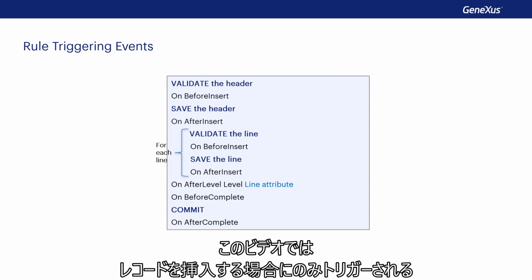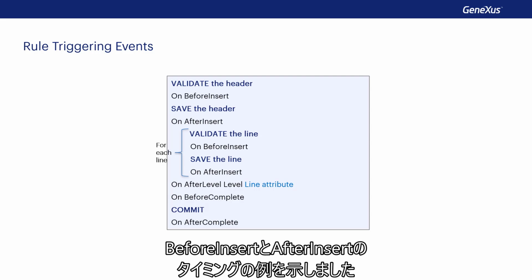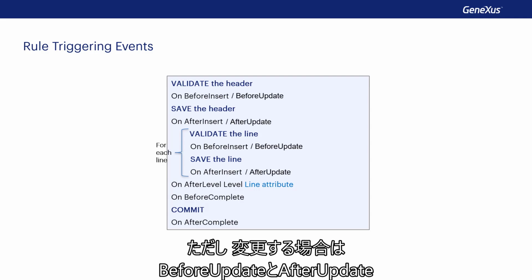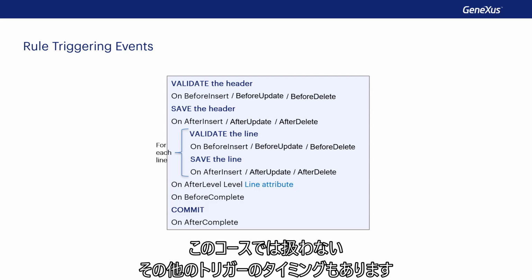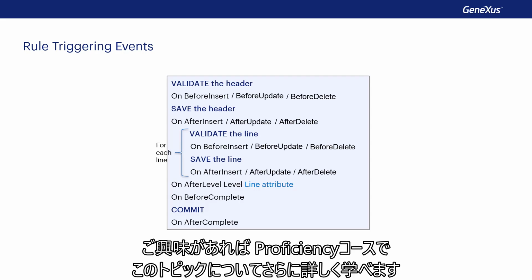This video shows examples of before insert and after insert moments, which will be triggered only if we're inserting records. But we also have before update and after update, in case we're modifying them, and before delete and after delete, in case we're deleting them. There are other triggering moments that will not be studied in this course. If you're interested, you can learn more about this topic in the next level course.